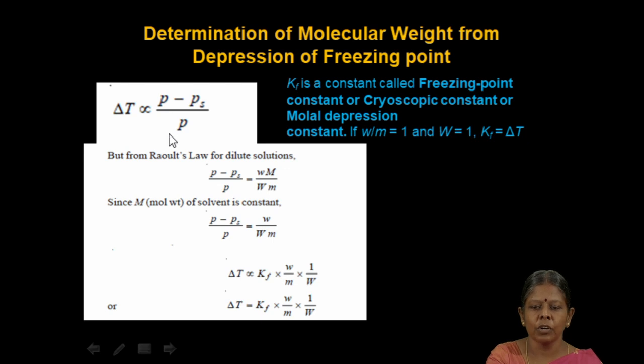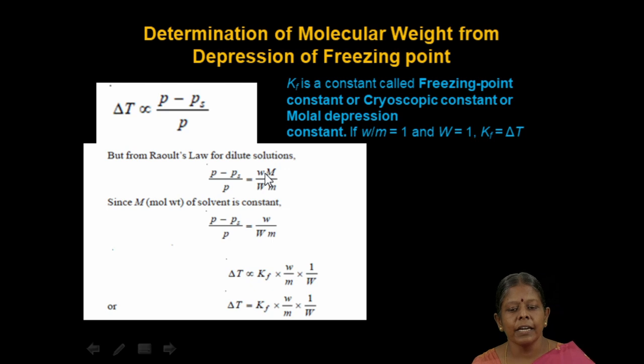Here, the vapor pressure of the solvent is taken as a constant value, and therefore the relative depression of freezing point is directly proportional to Raoult's law, that is (P minus Ps) divided by P. According to Raoult's law, (P minus Ps) divided by P is equal to w into M divided by W into m. Here, small w is the weight of the solute, capital M is the molecular weight of the solvent, capital W is the weight of the solvent, and small m is the molecular weight of the solute.